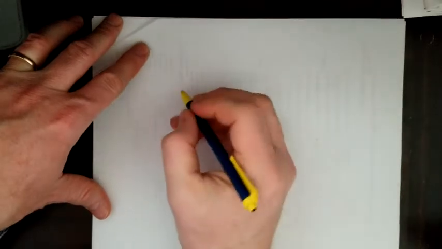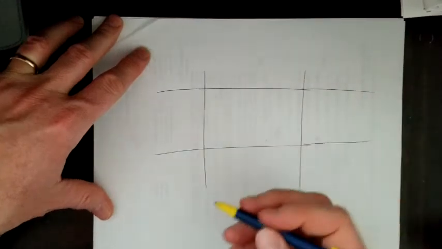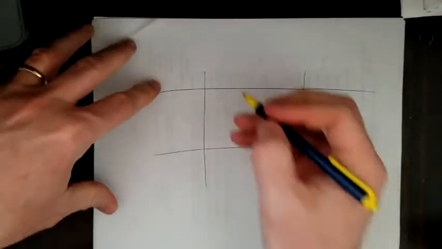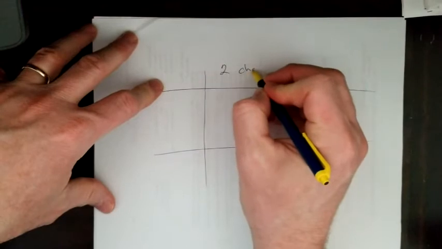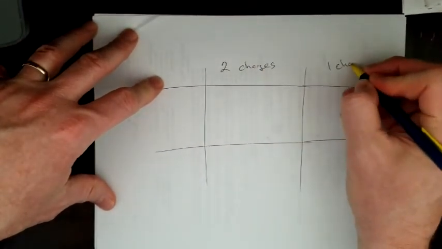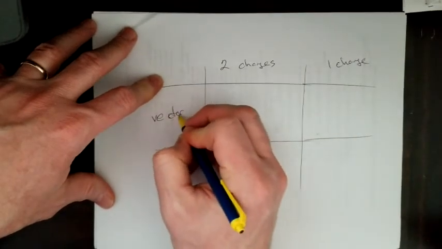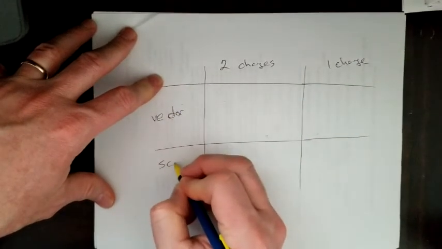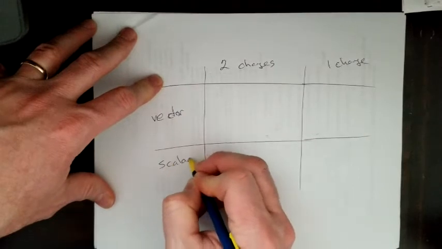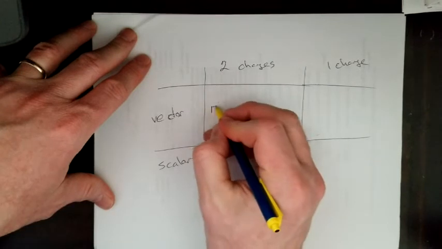Let's do a recap of what we have. Get a nice big grid going. So if I have two charges or one charge, a vector or scalar. So if I have two charges and I'm talking about a vector, we can talk about force.